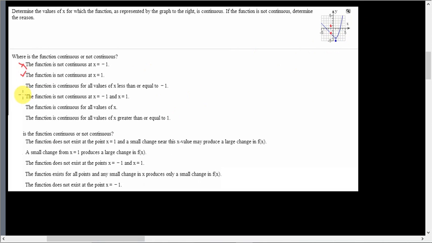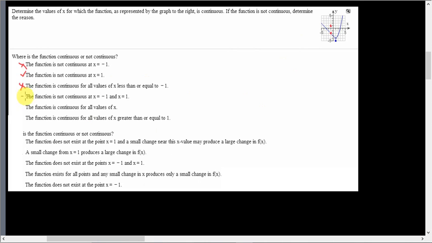Alright, the function is continuous for all values of x less than or equal to -1. All values of x less than -1 or equal to -1. Well, that's true, but that's not really complete. So let's not just go with that.